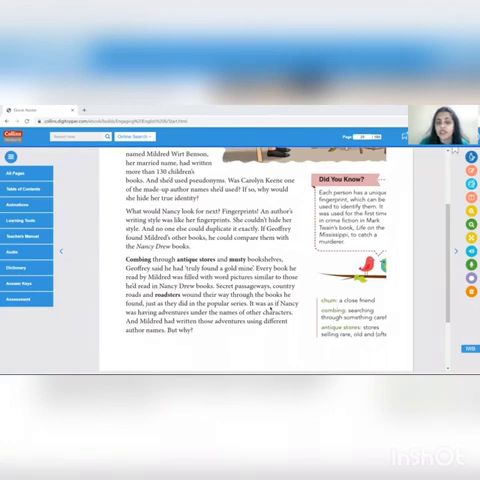It was as if Nancy was having adventures under the name of other characters, and Mildred had written those adventures using different authors' names. But why? The main question still lingering in his mind was why a person had to hide her identity when she has written such nice books. Why was that person hiding her name? That was the main question.